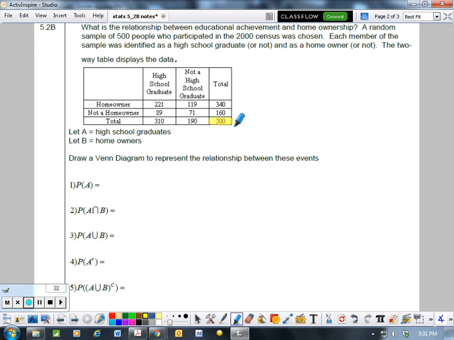Okay, the first thing we're going to do is draw a Venn diagram to represent our two events. And our two events are high school graduate and homeowner. So I'm going to look at my high school graduate. I'll go ahead and label that high school graduate as my pink circle. And then my homeowner is going to be my blue circle.